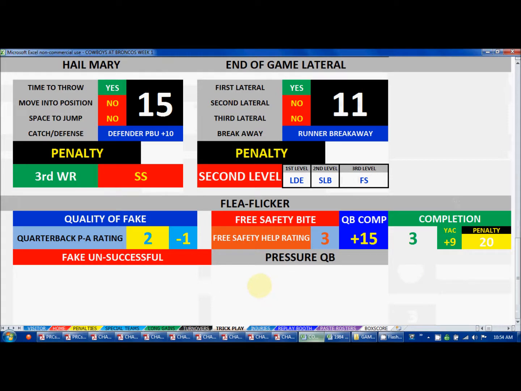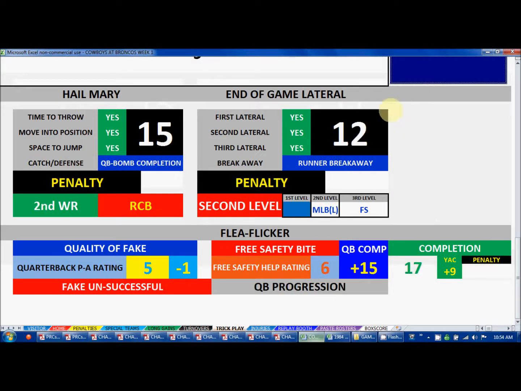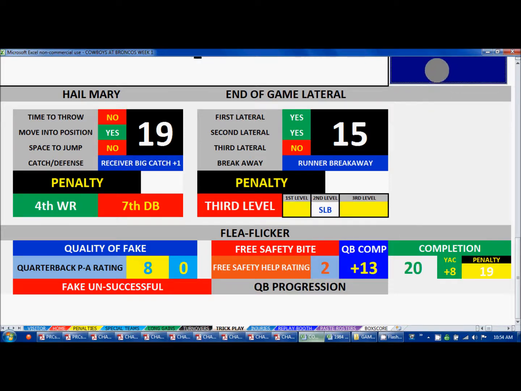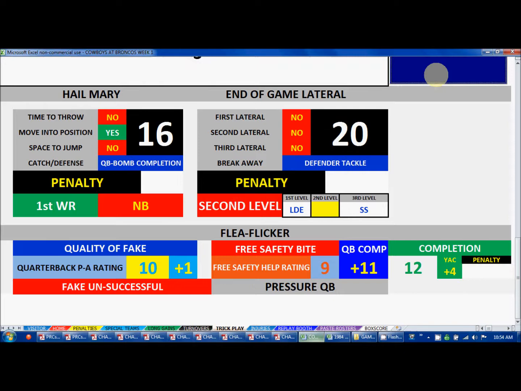Flea flicker, trick play. This is always fun too. Follow all the rules and instructions for it, as outlined in Sideline Football, and then you're basically working your way through to determine what the quality of the fake is. You're comparing that to the quarterback's play action rating, whether the safety bites on it or not, and then this number is added to the quarterback's completion number. It can add quite a lot to it.